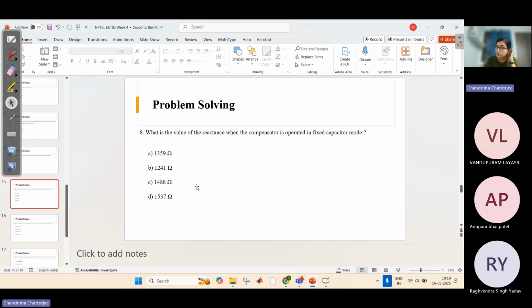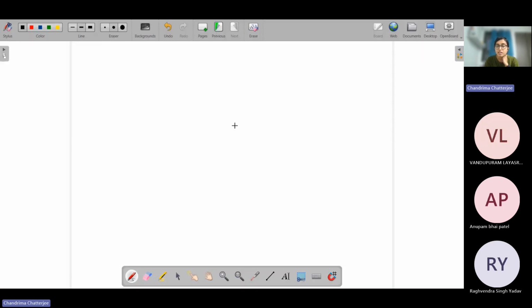Okay, this is done. Next question. What is the value of the reactance when the compensator is operated in fixed capacitor mode? So again, the same discussion we had. In this range, when delta is greater than 54, in that portion we need to operate the system in fixed capacitor mode. The compensation will be fixed capacitor, right? Because here the compensator needs to provide reactive power to the system. Earlier it was absorbing the reactive power, now it will provide the reactive power. So definitely it will have to be a capacitive reactance, right?